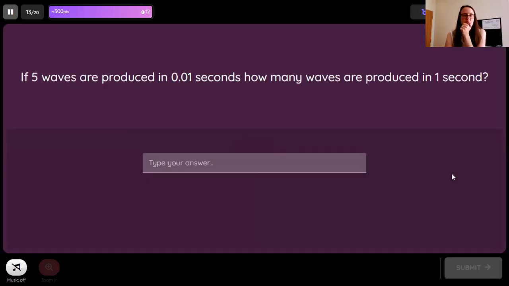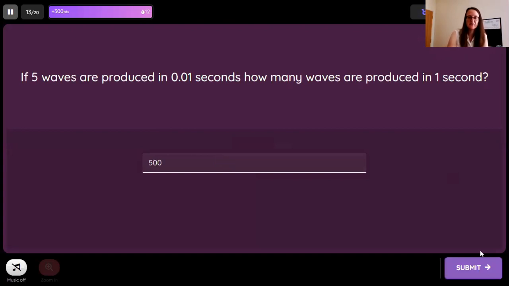If 5 waves are produced in 0.01 seconds, how many waves are produced in 1 second? So here we know that we've got 5 in 0.01. We just need to multiply through until we get to 1 second, and we have 500 waves, because that's 100th of a second.